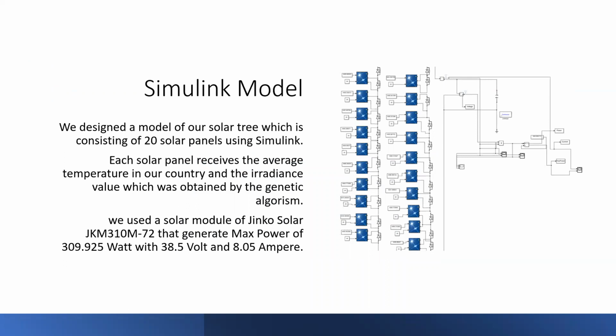Here is our Simulink model. The solar tree consists of 20 solar panels. We model the 20 solar panels in Simulink, and it takes two inputs: the irradiance, which we get from the single objective genetic algorithm, and the temperature, which depends on our location in Egypt.